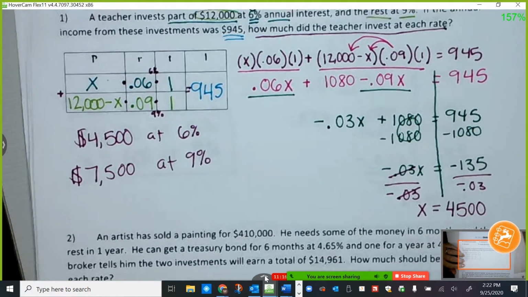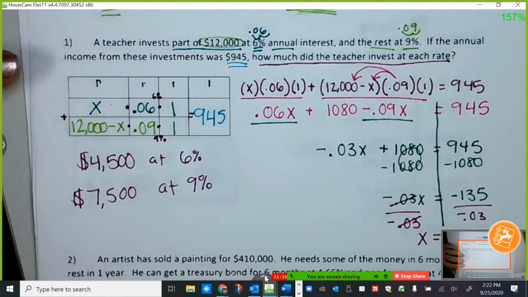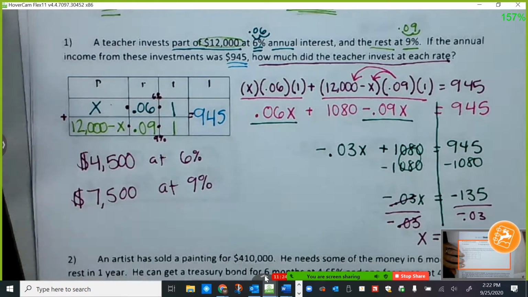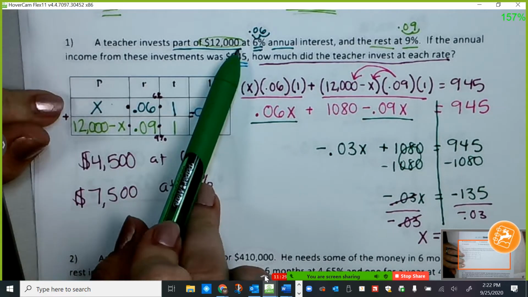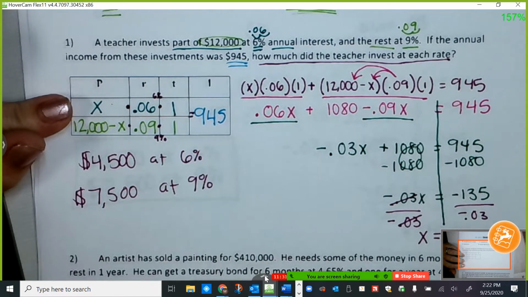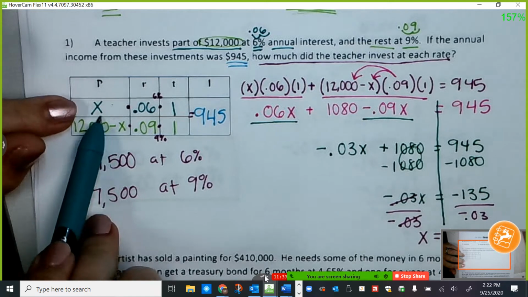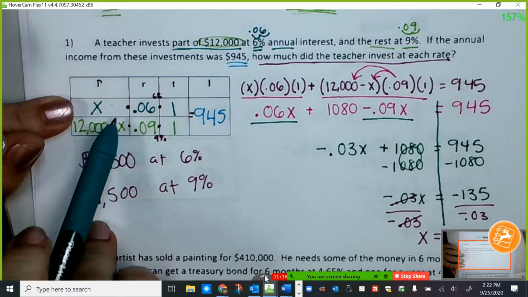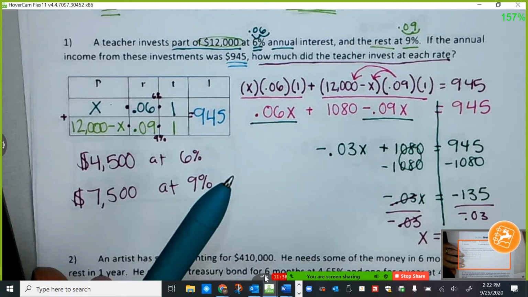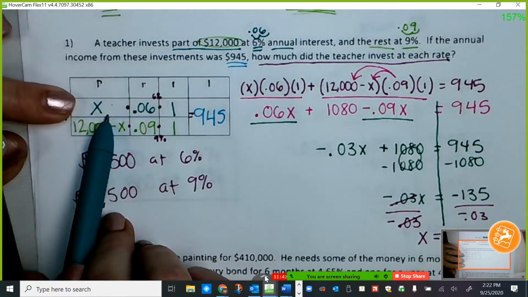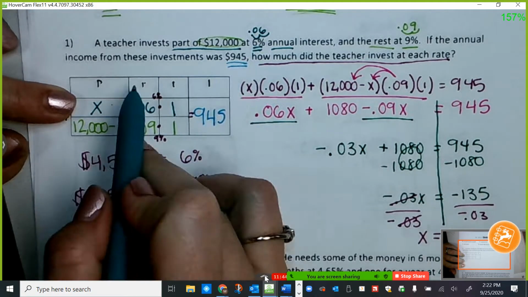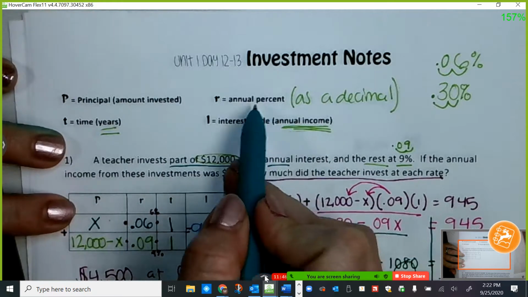So those of you that were confused on where we got those numbers, I'm going to recap on that, and then we're going to try the next one. And if you're still stuck after that, we'll keep talking about it. Okay, so it talked about a teacher investing part of $12,000, but we didn't know what part. So remember, we always use x as our first unknown. Kind of like when we were doing the consecutive odd numbers. Your x is always your first unknown. So we didn't know how much, but we knew it was at 6%, and r is our rate. It's our percent. Okay.